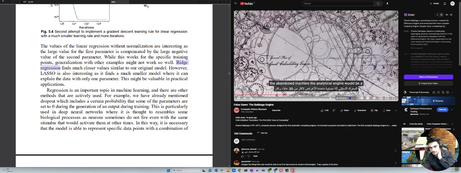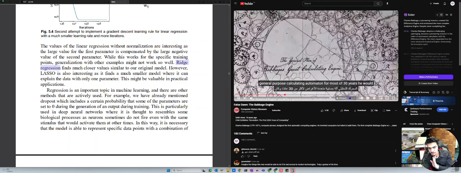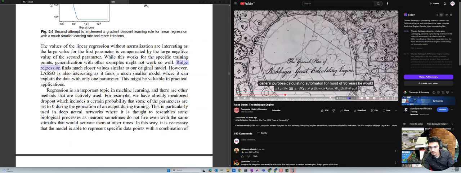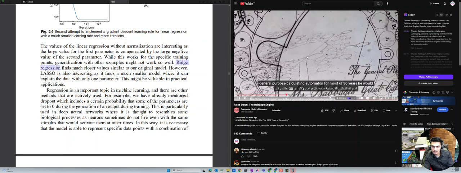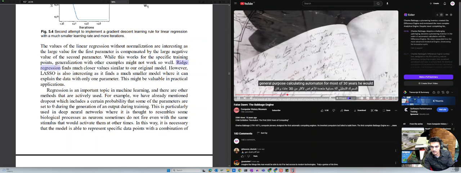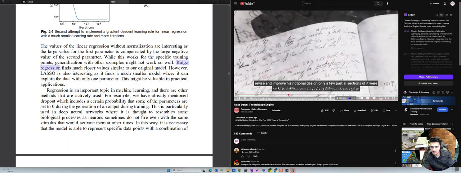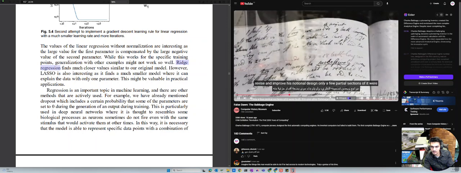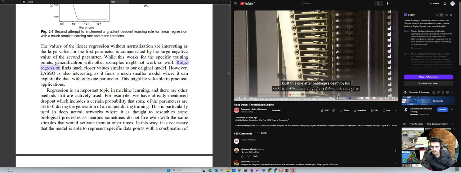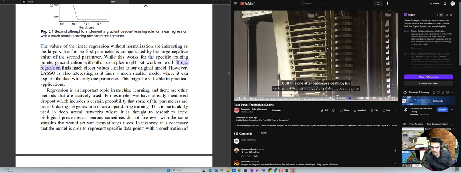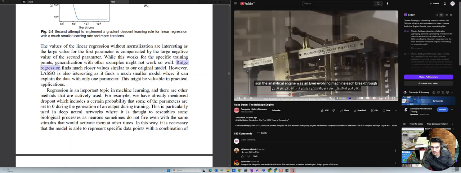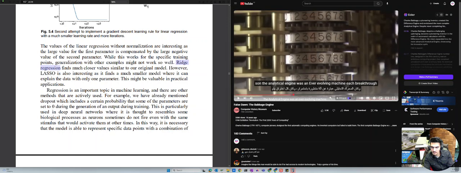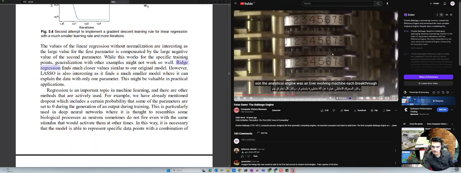The analytical engine would be a general-purpose calculating automaton. For most of 30 years, he would revise and improve his notional design. Only a few partial sections of it were built, this one after Babbage's death, by his son. The analytical engine was an ever-evolving machine.